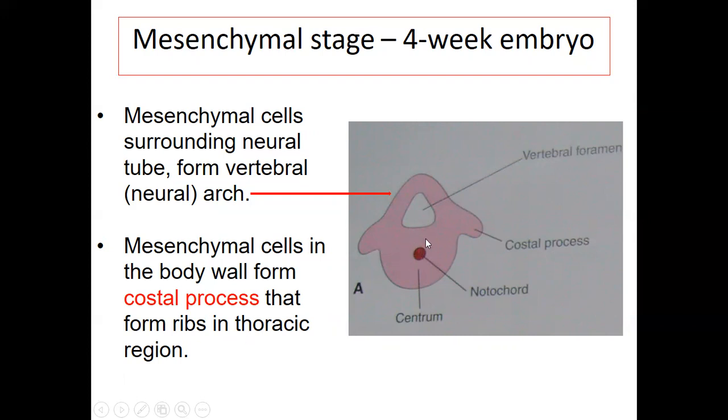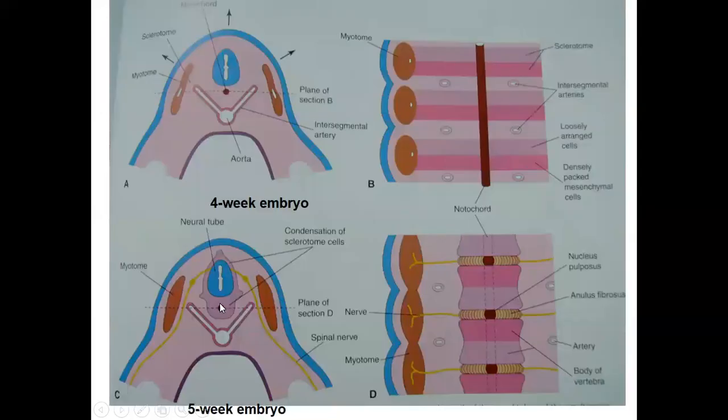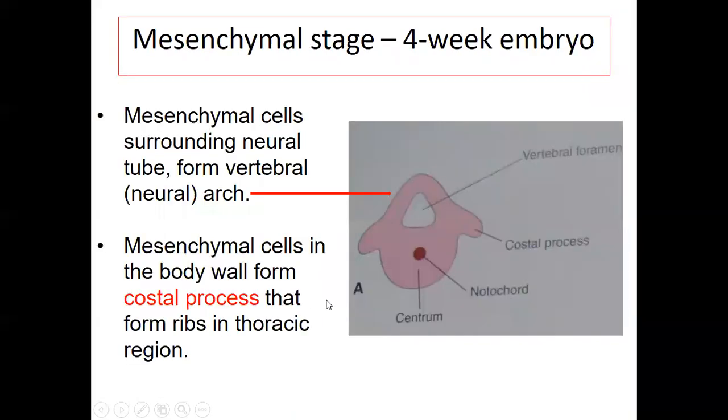So you can see here, this is the centrum. This one, right? The condensation of the sclerotome cells, from here to here, it formed the centrum. This is the centrum, the primordium of the vertebral column.